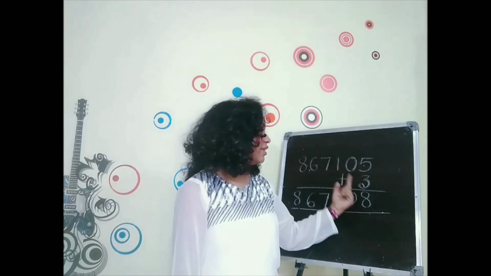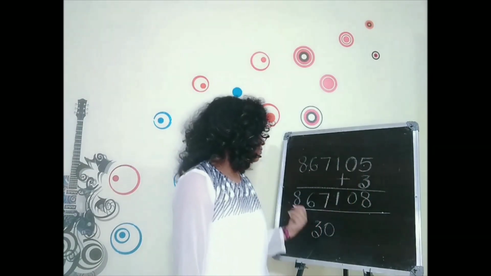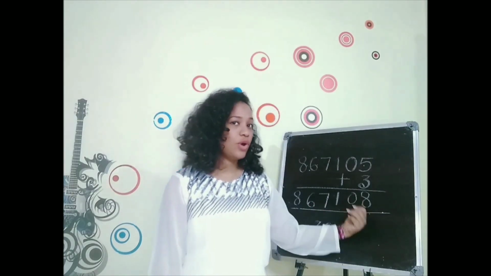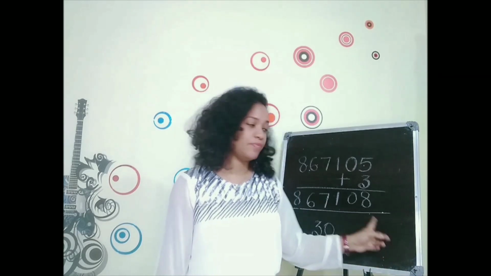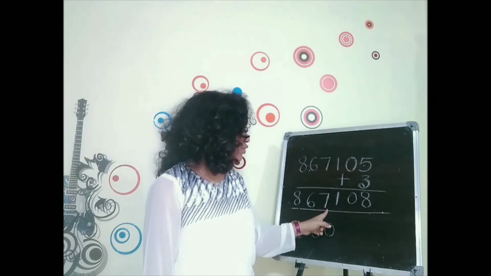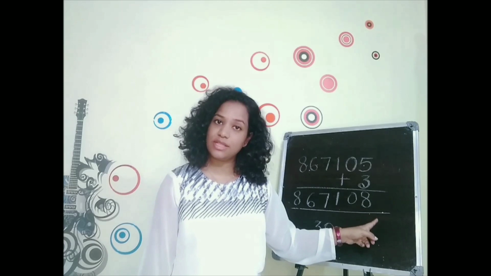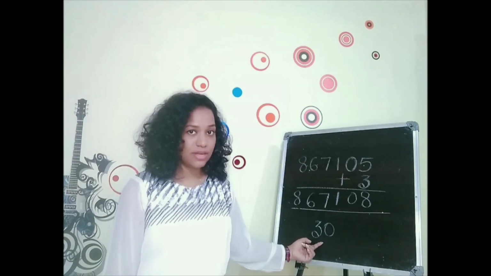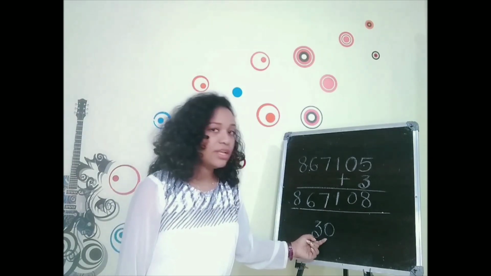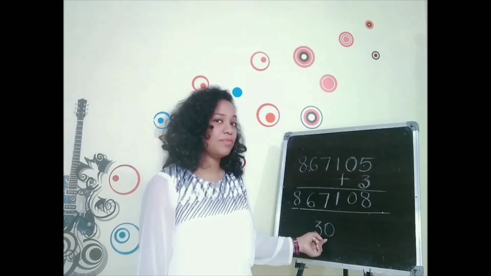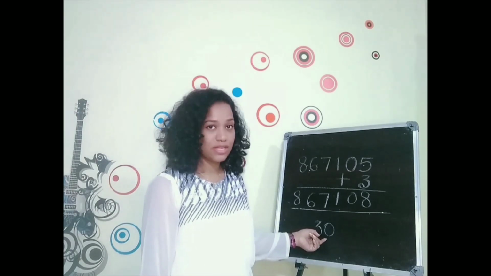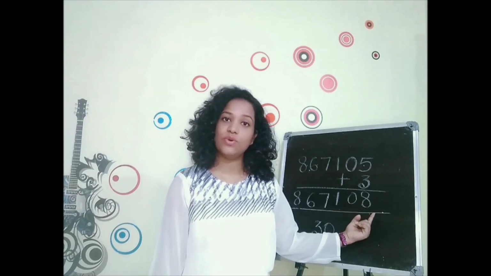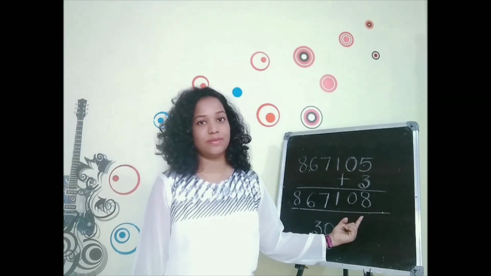So, when we add 3, this number becomes 8,67,108. And what is the sum of all these digits? 8 plus 6, 14 plus 7, 21 plus 1, 22 plus 8, 30. Yes. So, the sum of all these digits is 30 now. So, this 30 is divisible by 2 and 3. That means 30 is divisible by 6. And here, this number is also divisible by 6.